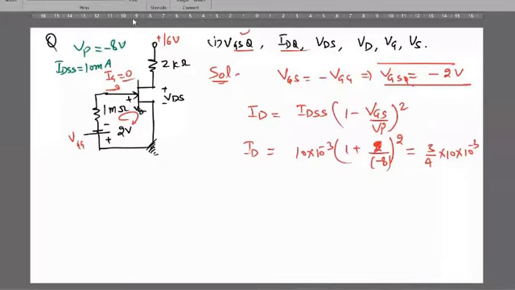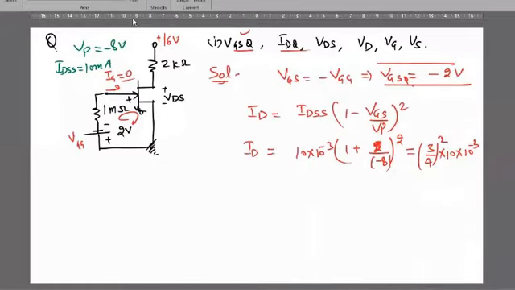Okay, fine. You can calculate this. This is square, no? Square, 3 by 4 is square. So you can calculate it by using a calculator.